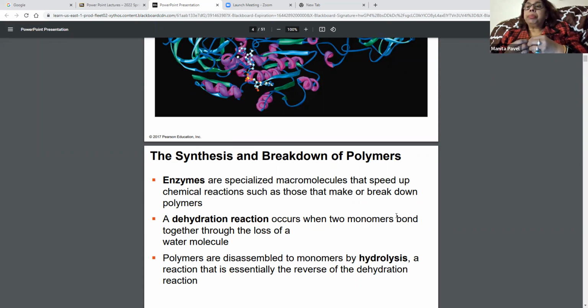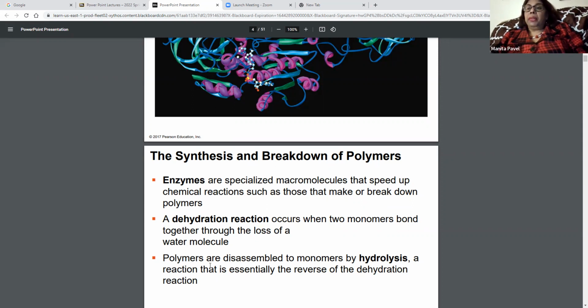For example, if you look at a protein is a large molecule, so it's a polymer. What is the protein composed of? It's composed of 20 different amino acids. Amino acids are the monomers. When you join an amino acid together, it forms the polymer, which is the macromolecule called protein, through dehydration synthesis.